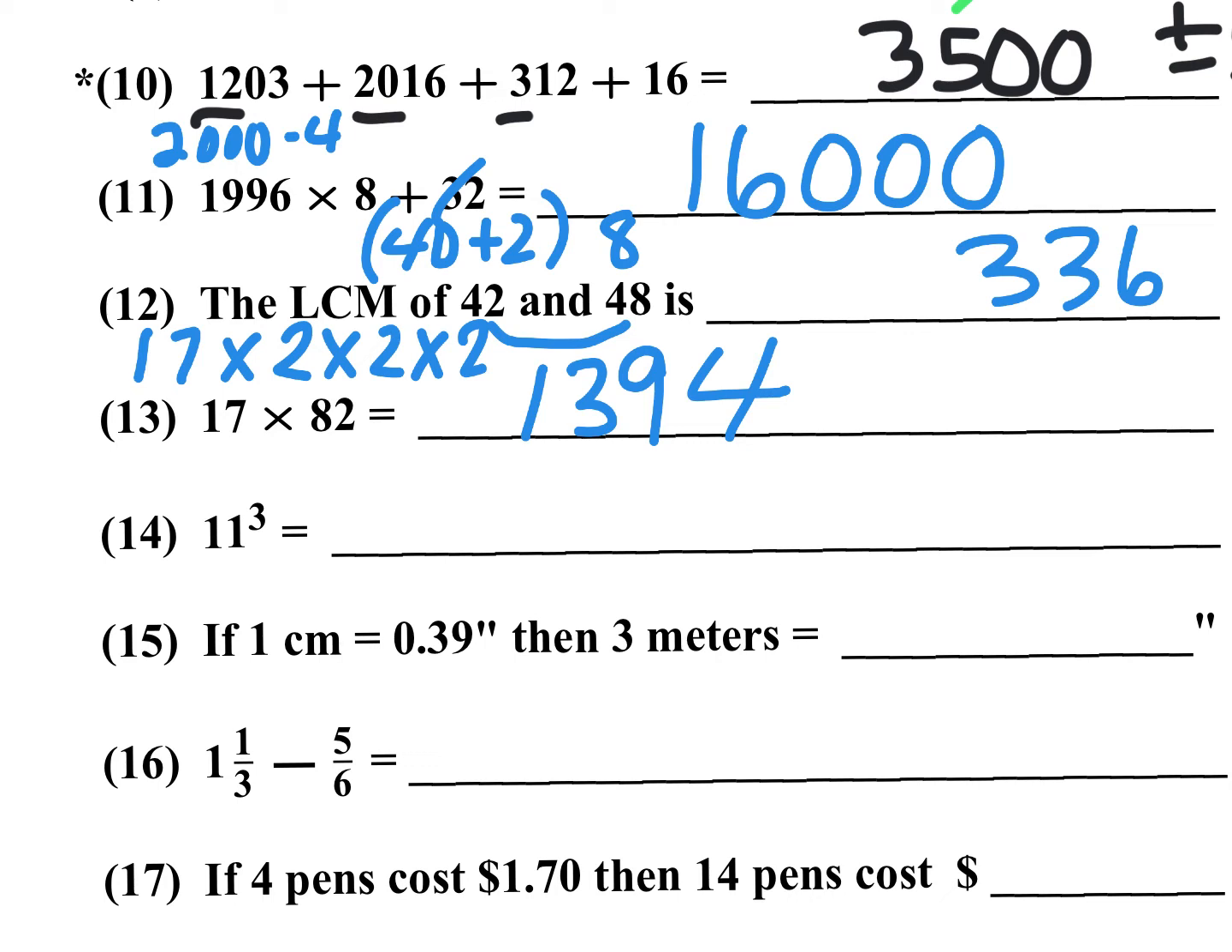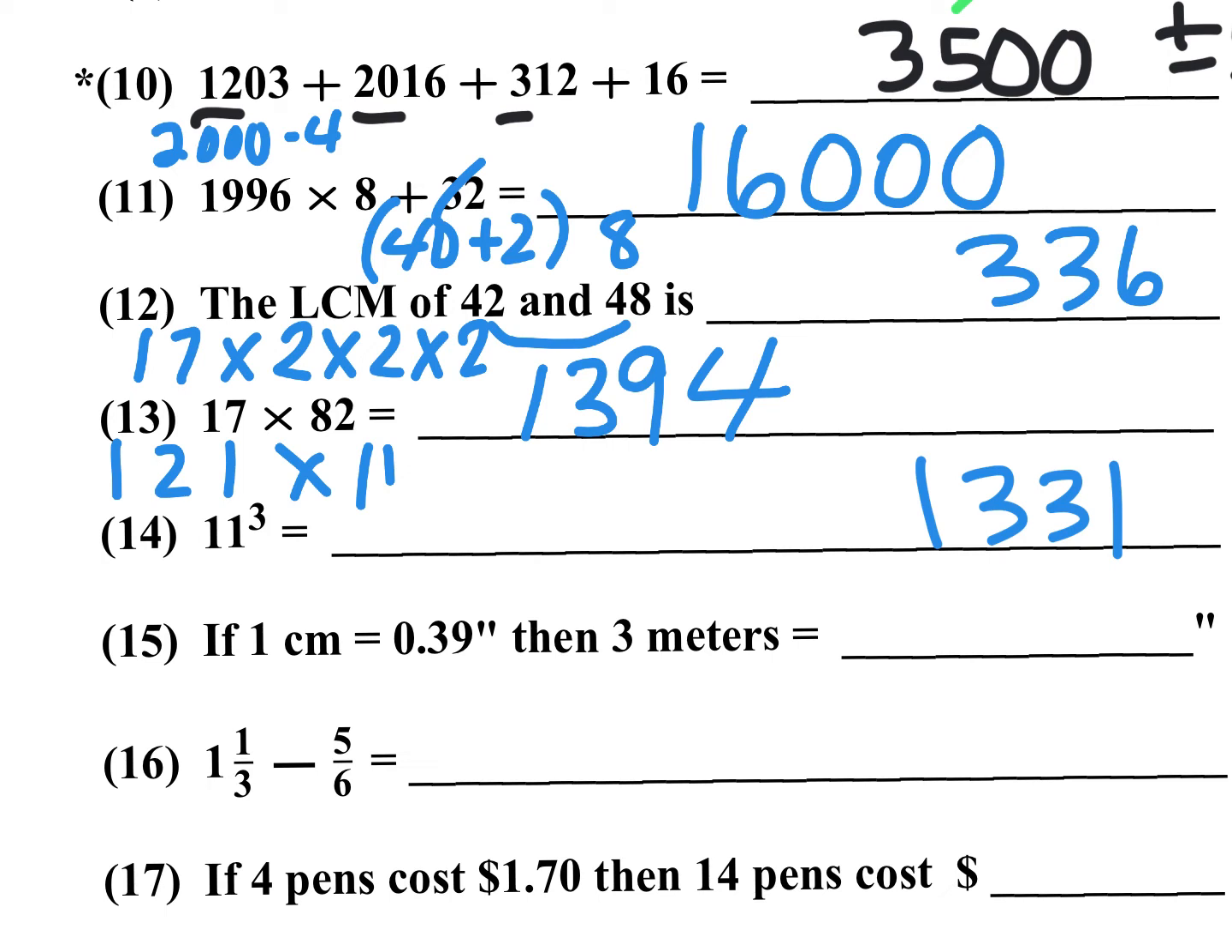Number 14 is 11 cubed. 11 cubed is 121 times 11, which would be 1,331. Maybe you memorize that. If not, then you wind up doing 121 times 11. And you write your 1. 2 plus 1 is 3. And 1 plus 2 is 3. And then bring down your 1.